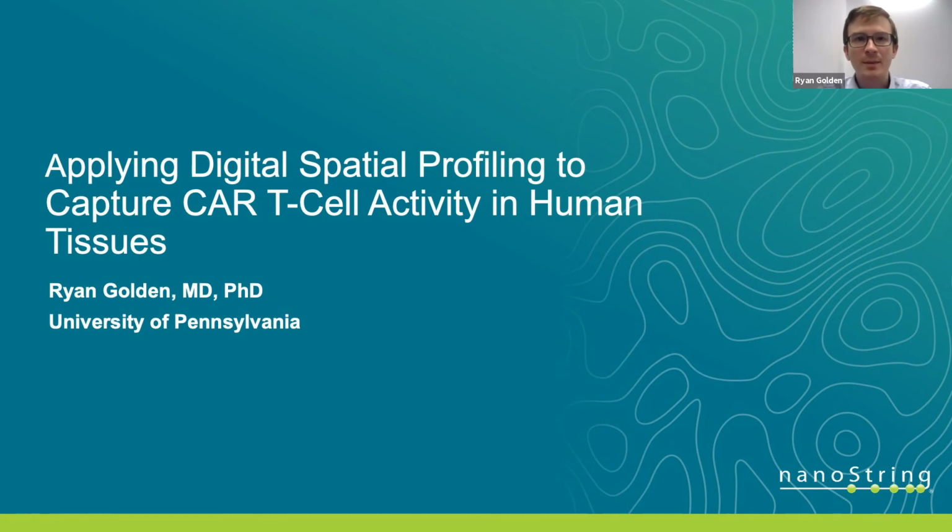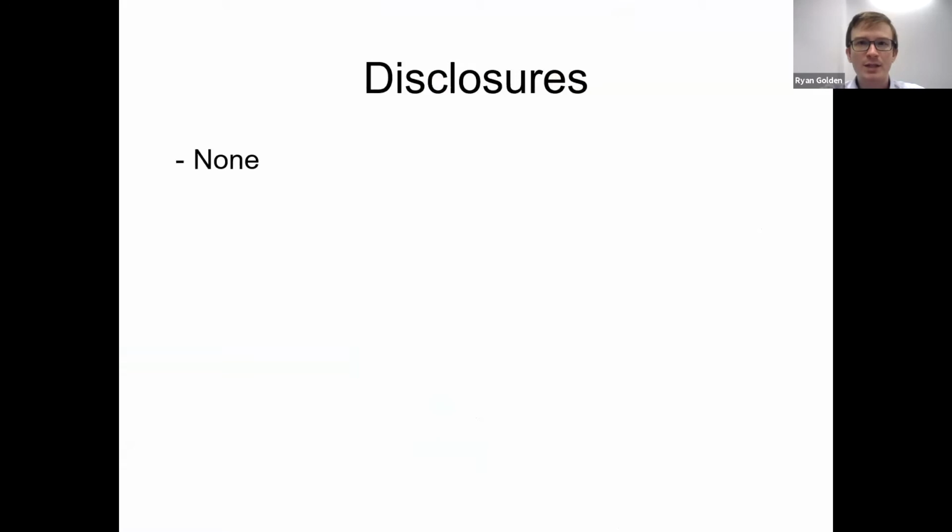So welcome. My name is Ryan Golden. I'm a third-year clinical pathology resident at the Hospital of the University of Pennsylvania. I also conduct postdoctoral research studies in Dr. Carl June's lab. And today, my goal is to tell you about some exciting work that we have going on in partnership with NanoString to apply digital spatial profiling to capture CAR-T cell activity in human tissues. For disclosures for today's meeting, I have none.